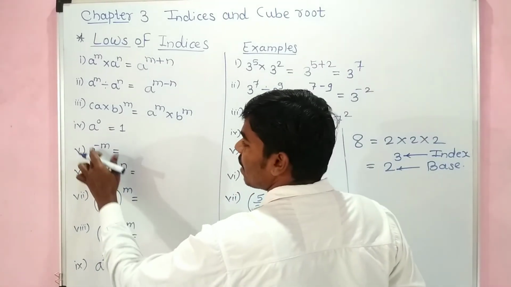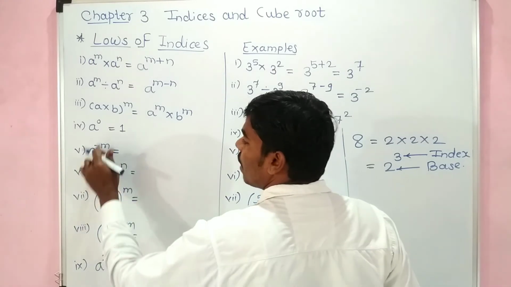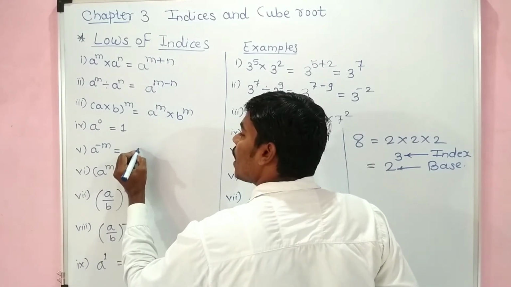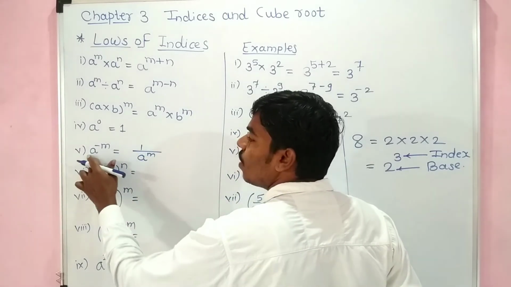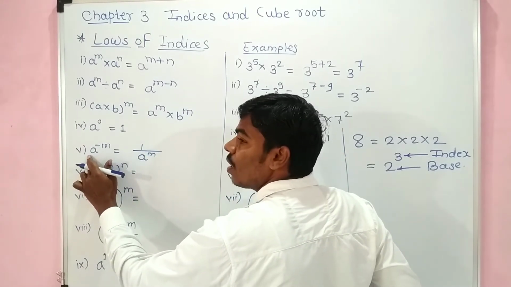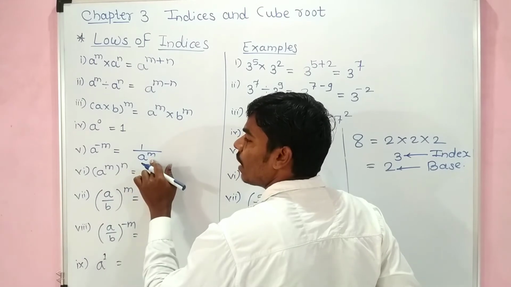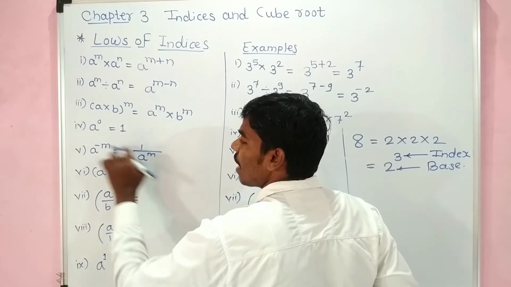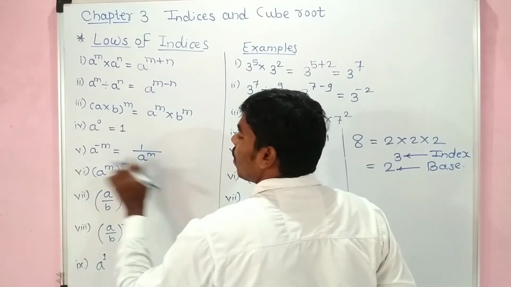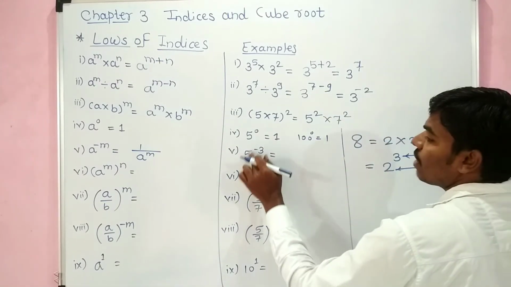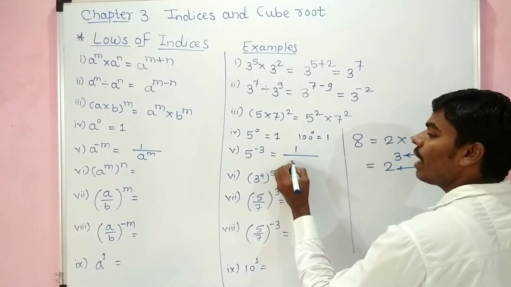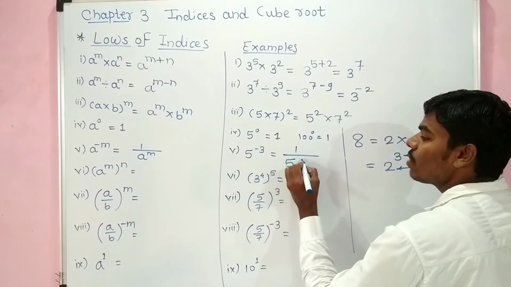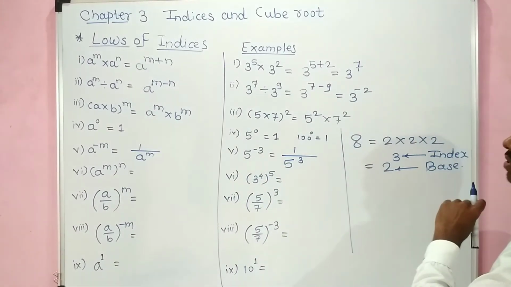Fifth rule, a raised to minus m. Now a raised to minus m, we can write 1 upon a raised to plus m. If we change the number from numerator to denominator, then the sign of index also changes. Therefore, 5 raised to minus 3 can be written in this form, 1 upon 5 raised to 3.